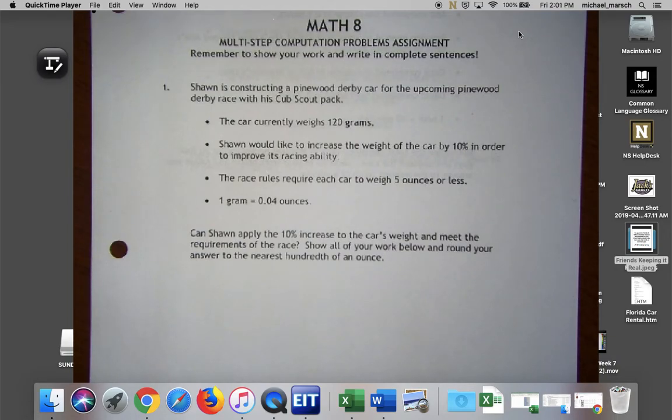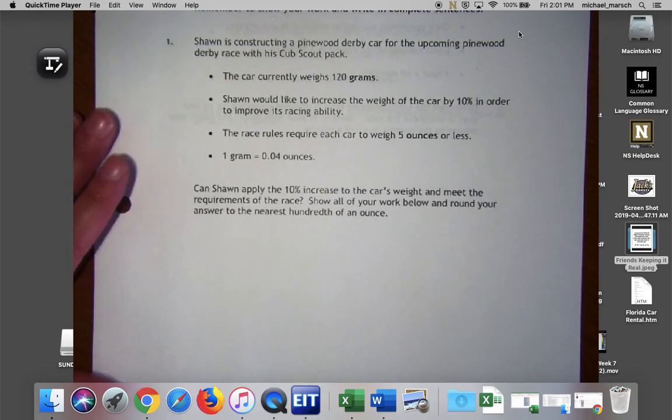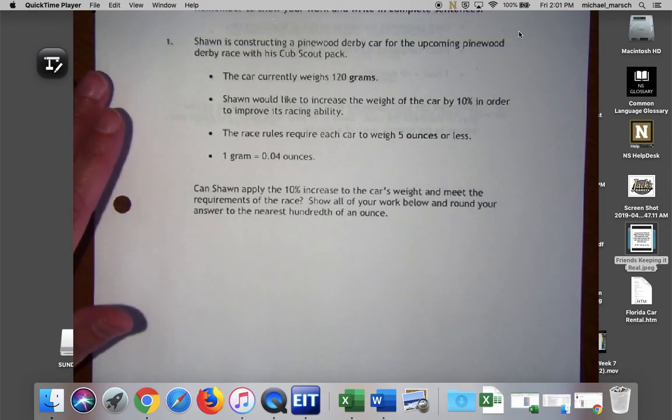So somebody tell me, what would you do first here? What would be your first strategy? What would you do, McKaden? I would increase 120 by 10%. Sure. Okay, so I'm going to leave it as grams. So now you guys can get your pencils out as well. All right. So how do I find 10% of 120? What do I do there?